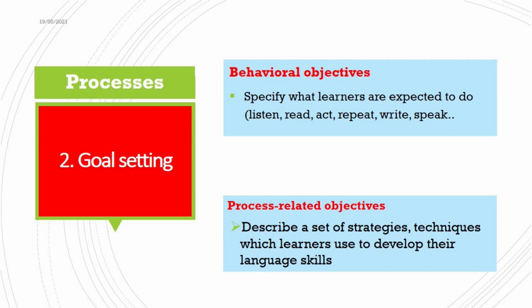Process-related objectives specify the processes, techniques, and strategies which learners are expected to use in order to perform a certain task or behavior. If the behavior to be performed, for example, is reading a passage, process-oriented objectives would indicate whether learners are expected to use skimming, scanning, guessing, inferring, or predicting techniques. Process-oriented objectives are generally concerned with indicating how learners are expected to perform a language behavior.